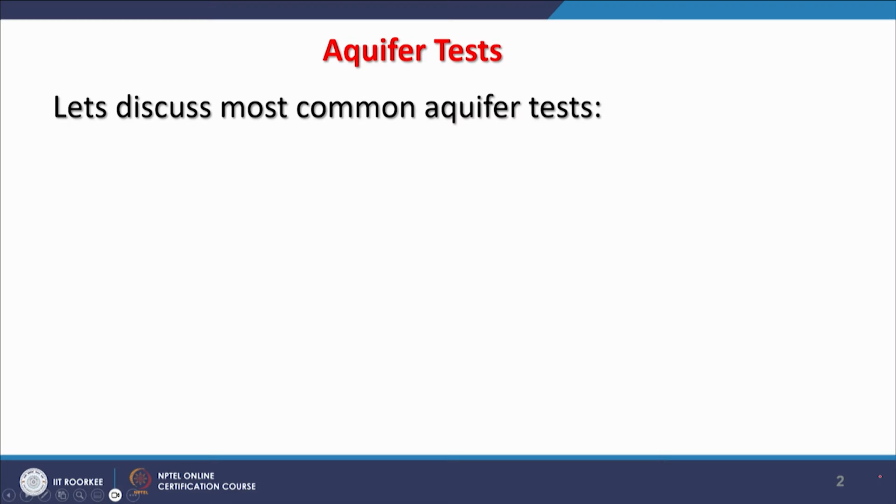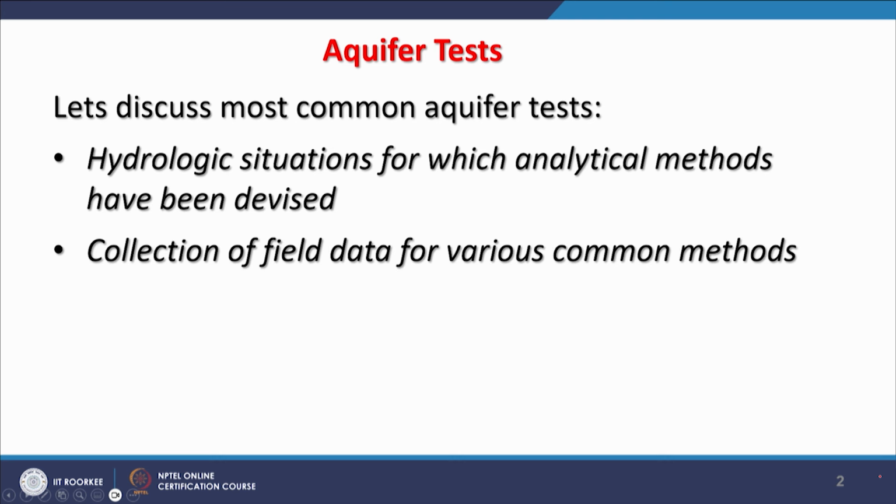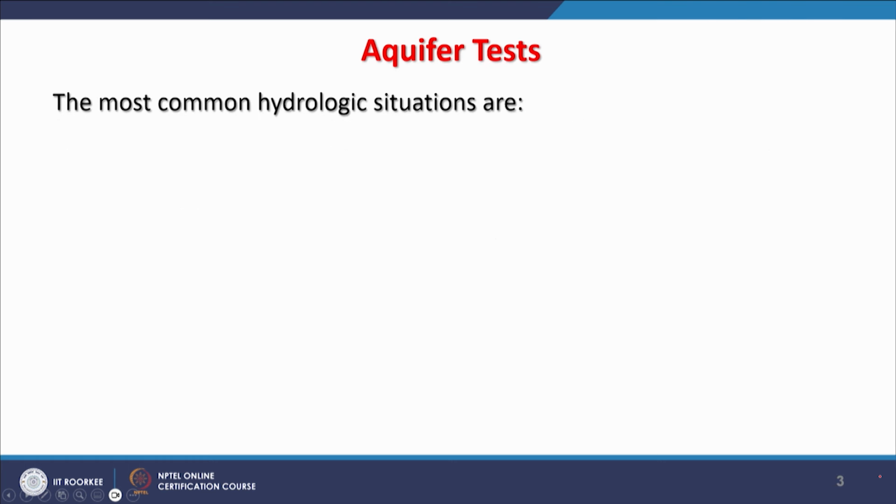What are the common aquifer tests which are performed? First is the hydrologic situations for which analytical methods have been devised. And second is the collection of field data for various common methods. Field data is very important, and field data includes geological information as well as water levels as much as possible from surrounding wells, whether open wells or tube wells, or whatever methods by which we can get the water level in various wells. This is very important towards the aquifer test.